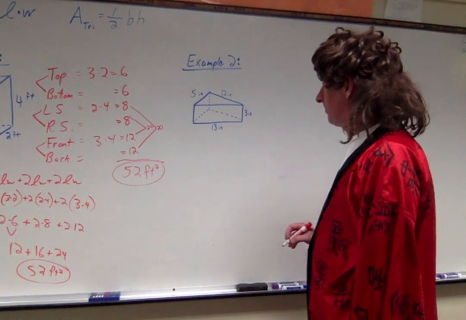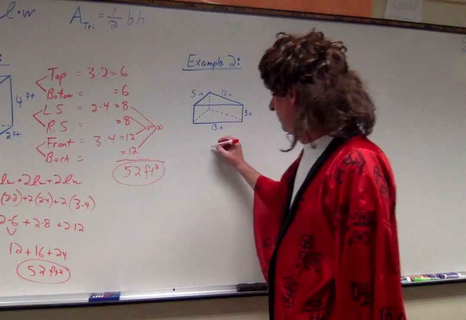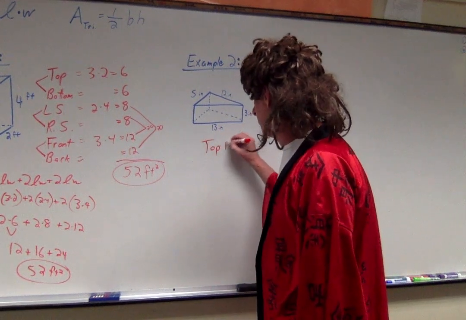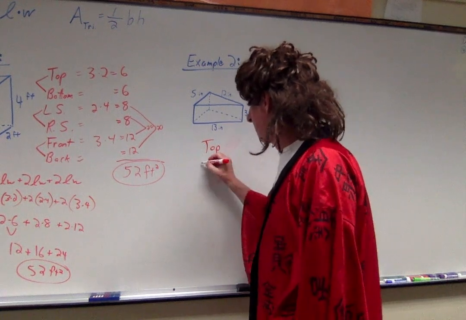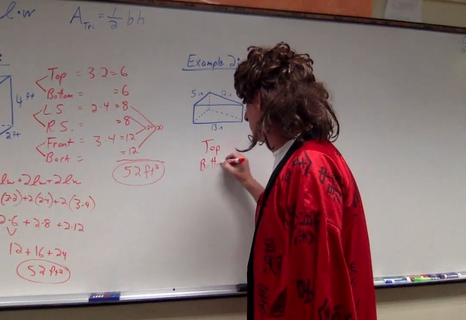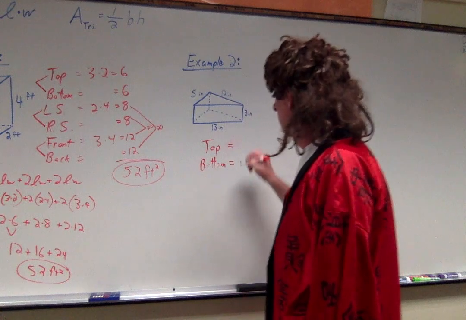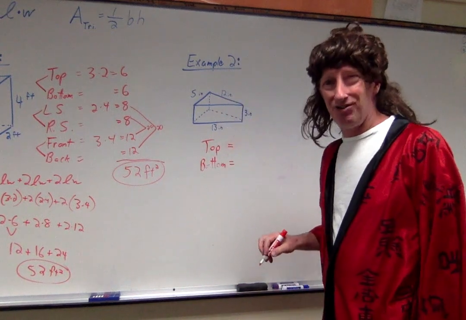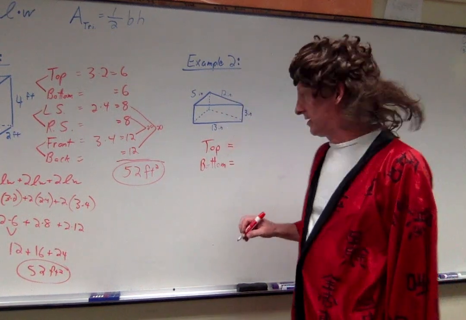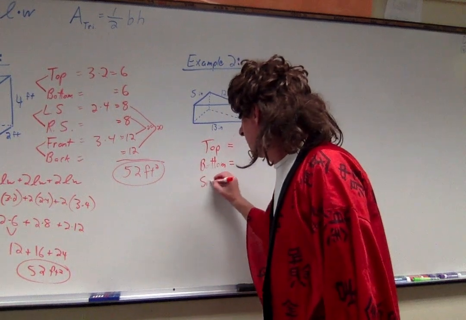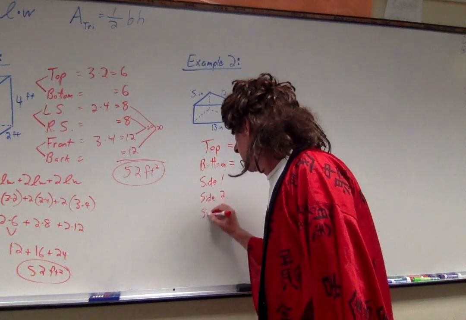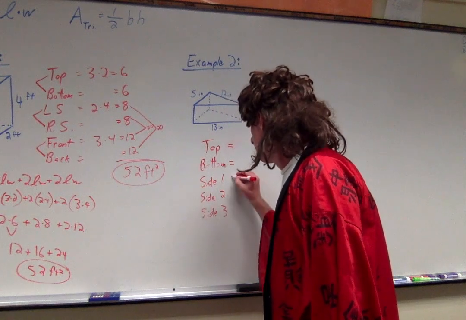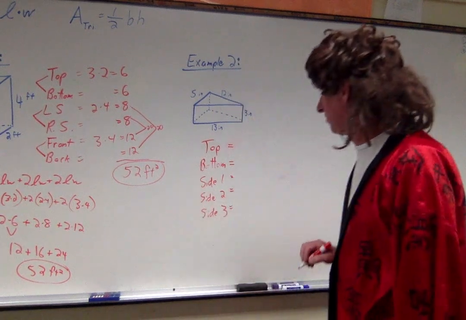Well, let's take a look here. I know I have a top and I have a bottom. Whoops, I'm going to keep those separate. I'm also going to have 3 lateral faces. That's going to be a little hard to write down. I might just call it side 1, side 2, and side 3. Let's take a look at what we have for all these, everybody.